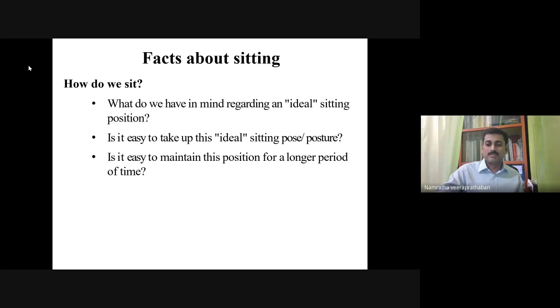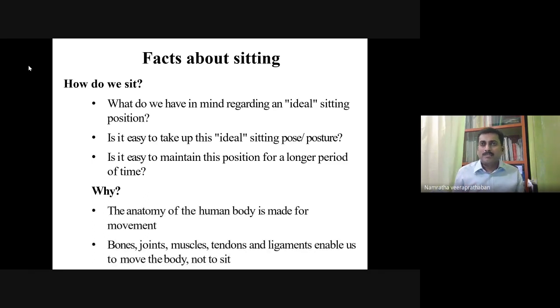It is not possible. Why do we say no for this? Because the anatomy of the human body is made for movement. The bones, the joints, the muscles, the tendons, the structure, all this enables us to move the body, not to sit. Anatomically speaking, our body is made for movement, not to sit. So this is the reason why an ideal sitting posture for a longer period of time is really going to be a $1 million question.